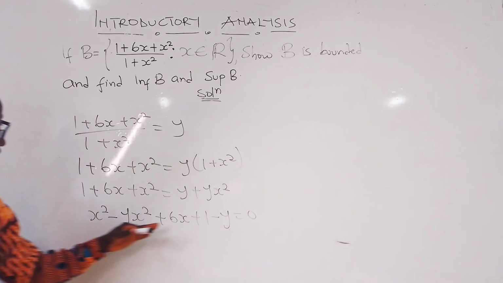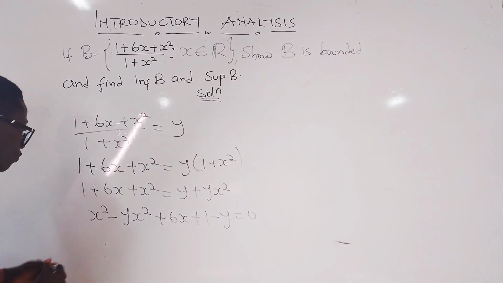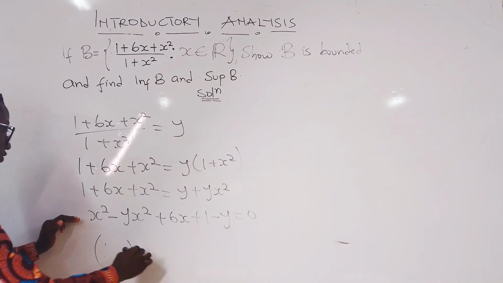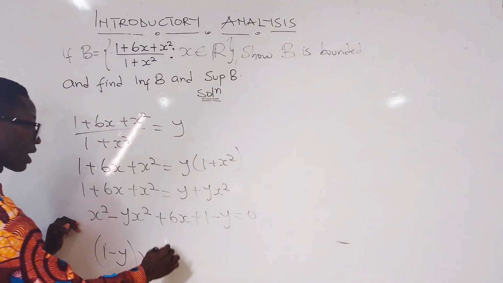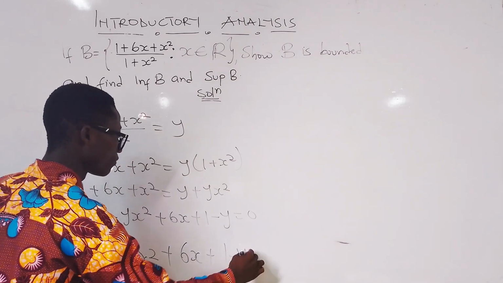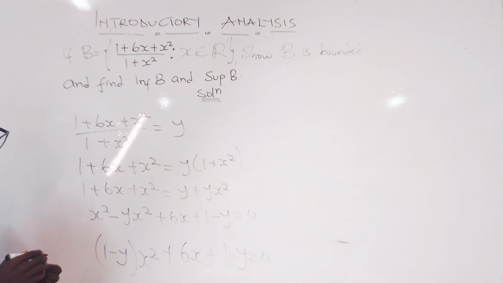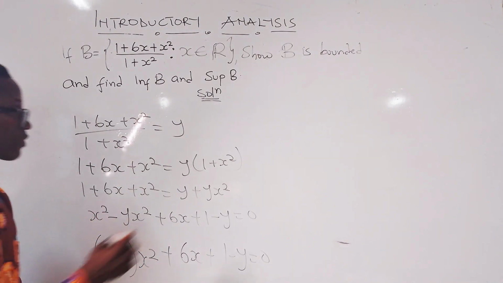So let's factorize the variables of x in terms of a quadratic equation. So we are going to make this equation look like what? A quadratic equation. So this is what we are going to do. Here I'm going to factorize the x² out. So I'm going to get (1 - y) here, plus here I have 6x plus the constant term, which is 1 - y. So we can see in terms of variable x, this equation is looking like a quadratic equation.